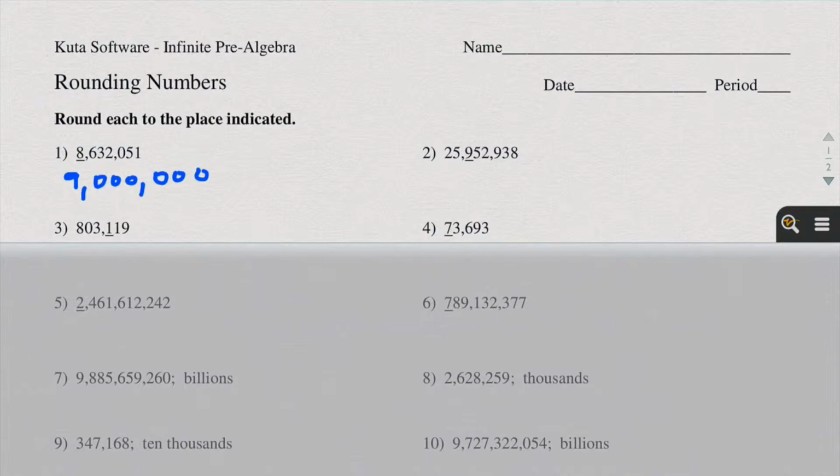Number 2. The 9 is the one we're interested in, so we look to the right, we have 5. Because 5 is 5 or greater, we round the 9 up. But we can't write 25,100,938. We can't write it that way. So we have to make that 9 a 10. So what we're going to do is change the 9 to a 0 and make the 5 a 6. So this now becomes 26 million.